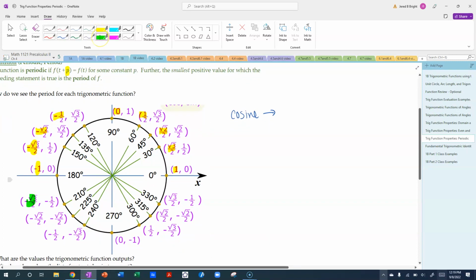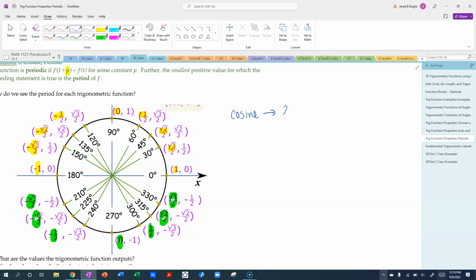So then the question is, is the period just pi? Because all these values then begin repeating. And the answer is no. The period for cosine is actually 2 pi. So it's one full rotation around the circle. Okay, why is it 2 pi instead of pi?